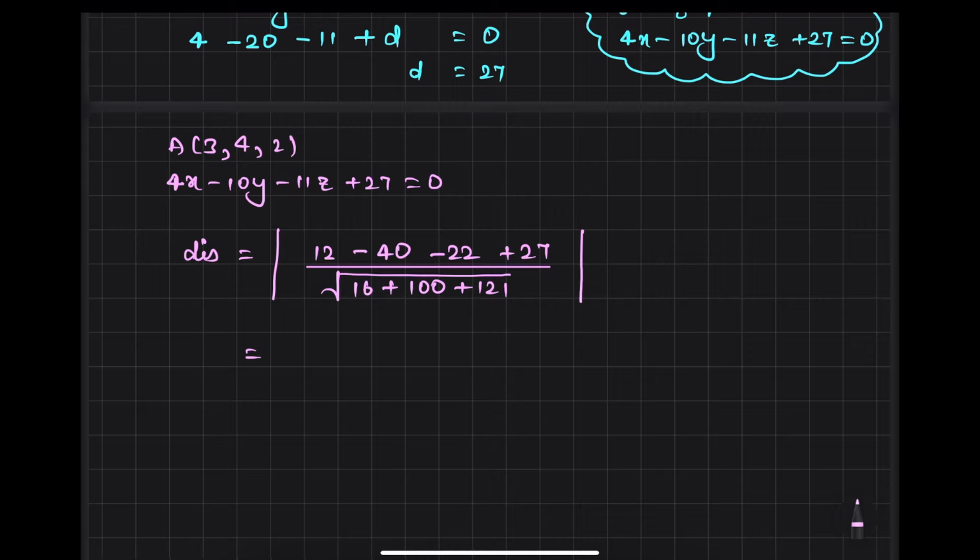If we club these terms together, it becomes minus 10 minus 50... so it is minus 23. But it is a modulus, so it becomes 23. Now we add everything under the root: 16 plus 100 plus 121 is 237. So the distance of the point A from the plane BCD is 23 by root 237.